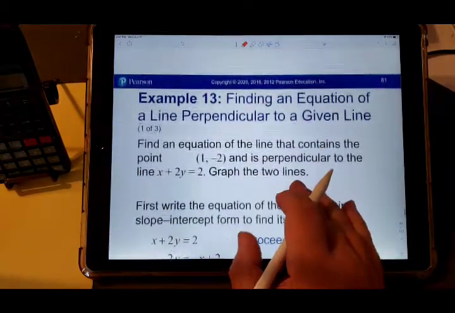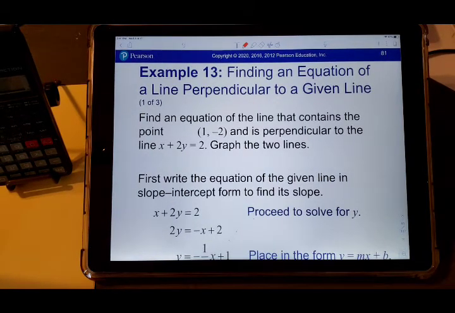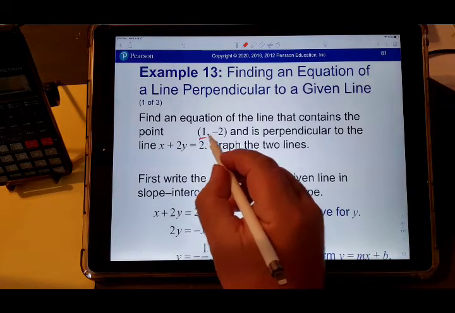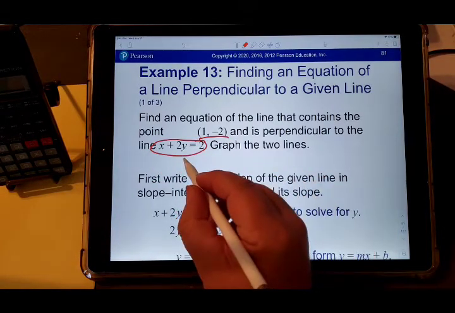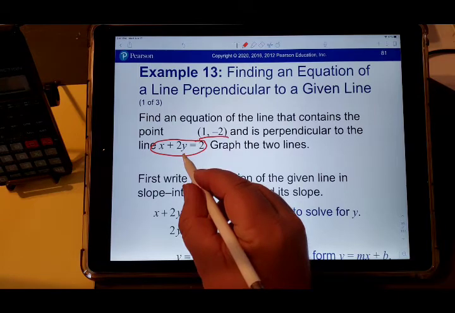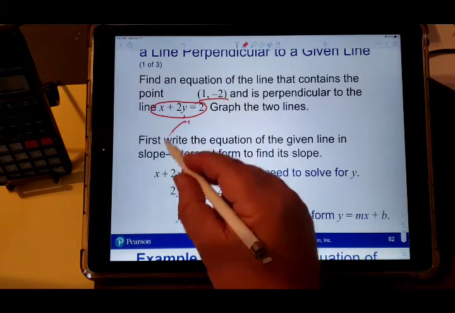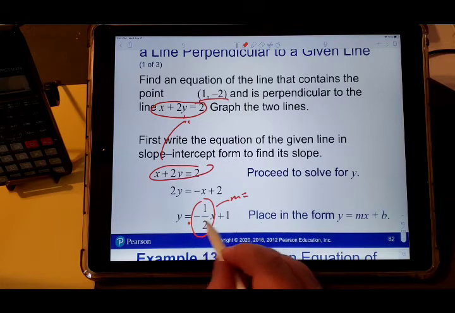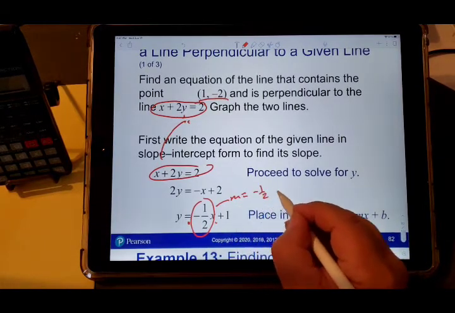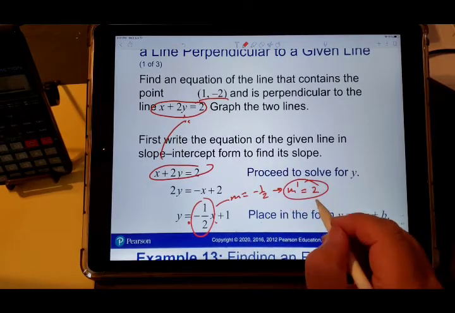All right. So we have a full example here. Find an equation of a line that contains the point (-1, -2) and is perpendicular to this line. So right away we know we're going to solve for y. And if we solve for y, that will expose the slope of this line. So just take it down here, go through the process, and we know that m is between the equal sign and the x. It's -1/2. So that tells us the perpendicular line is going to have a slope of 2.